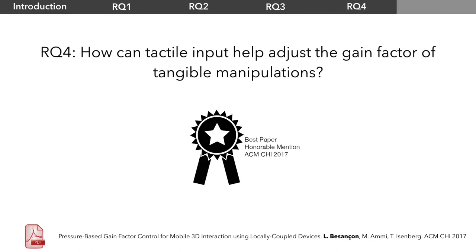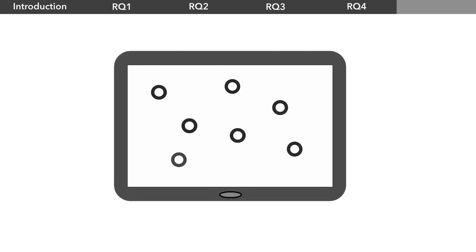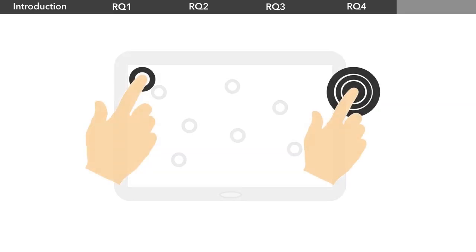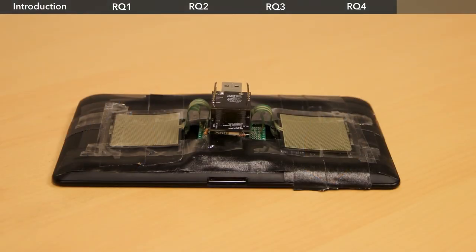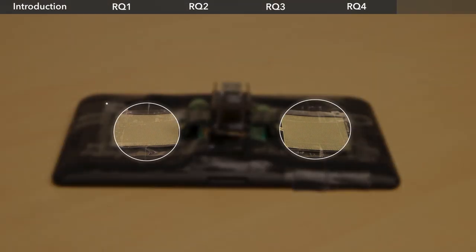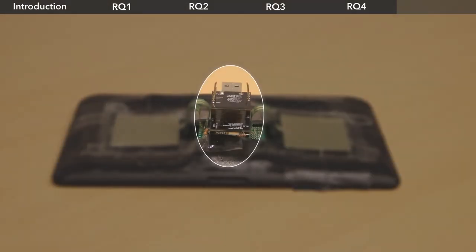Our final question was to investigate whether it was possible to use tactile interaction to somehow control the gain factor of tangible manipulation with a tablet. So far, we have mostly focused on tactile interactions providing positioning information on the screen. However, our fingers can also deliver additional information, such as the force that we apply. So to capture this information, we use two pressure sensors that you can see on the back of the tablet that are connected to an Arduino, which then transmits its data to the tablet.